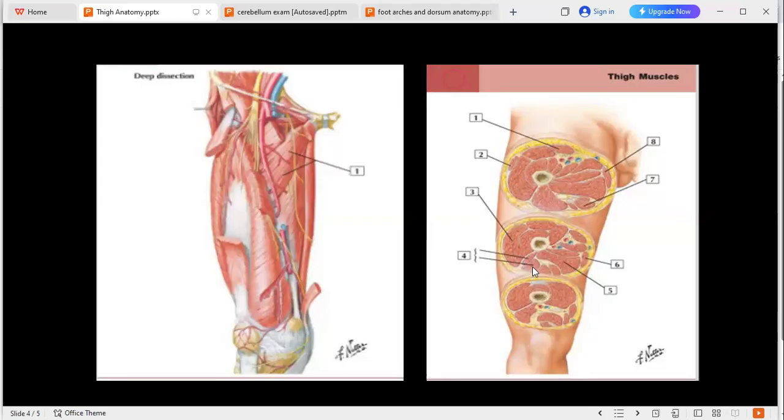No, actually, it's not anterior. It's on the back. It's a posterior compartment muscle. Look very closely, the answer is in front of you. It has two heads, two origins. Yes, it's biceps femoris. Very good. So anatomy is easy; if you know it, you can identify it.